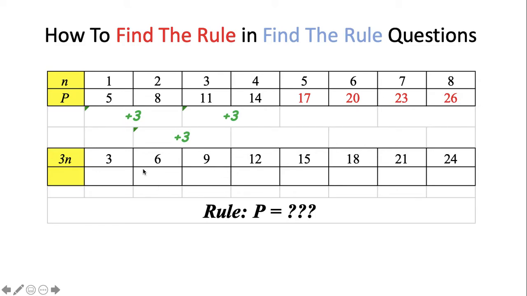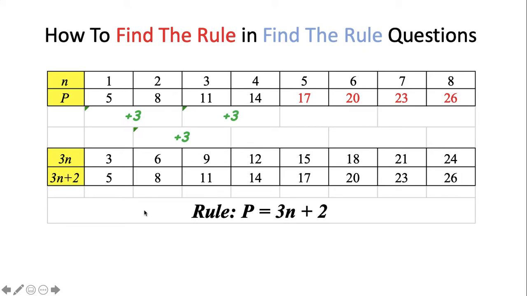So we do get some numbers that go up by 3 every time, but they're not the ones we want, because the ones we want are not 3, 6, 9, they are 5, 8, 11. So we've got to think about what we need to do with these in order to get these. And it's quite easy to see that you just have to add 2 to all of them. So if you make the rule 3n plus 2, then you do indeed get the numbers that you want matching the sequence. So that means that our rule is that p equals 3n plus 2.